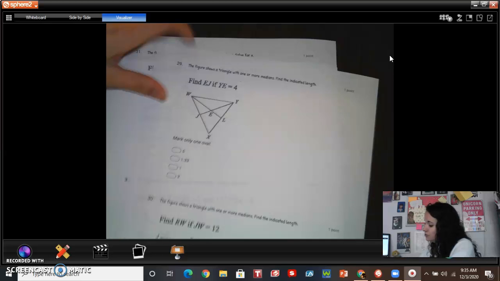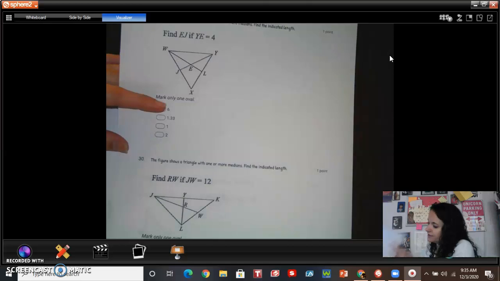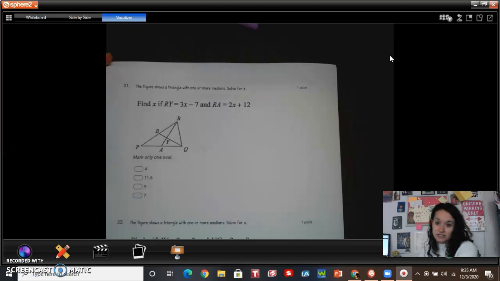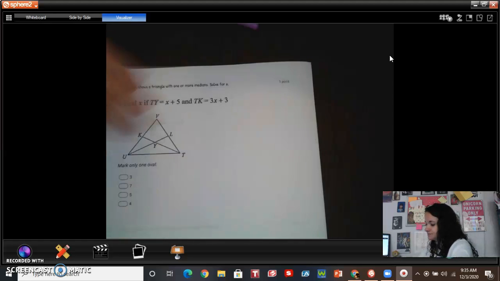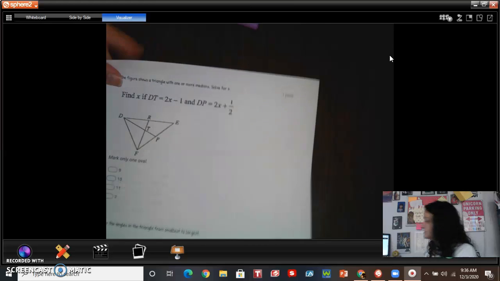So, alright, the next set of questions you have are like these right here. This is 5.5, 5.6 stuff. This is where you're going to order the angles from smallest to largest. Remember, small is always across from short, and largest is always across from long.